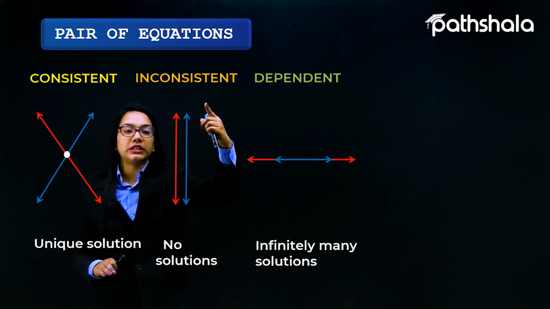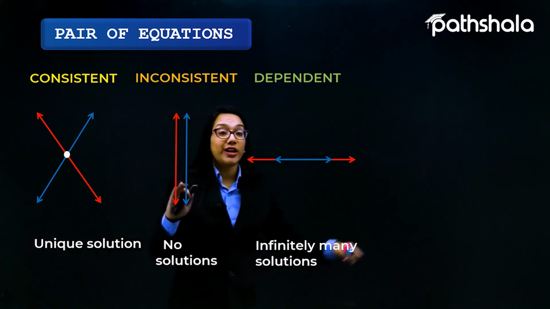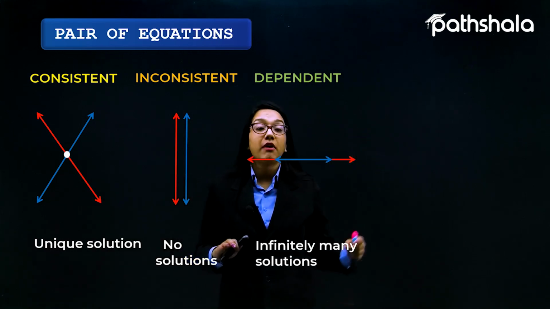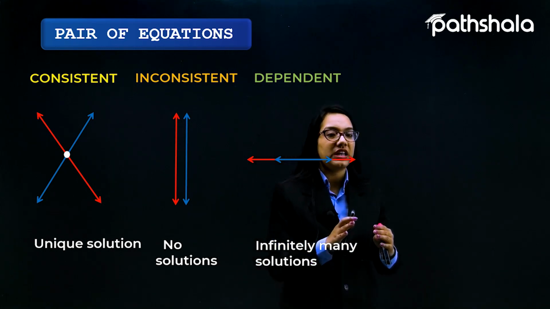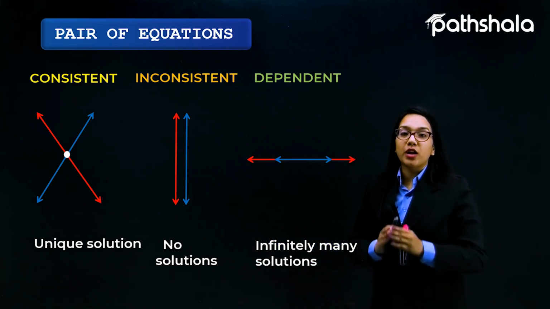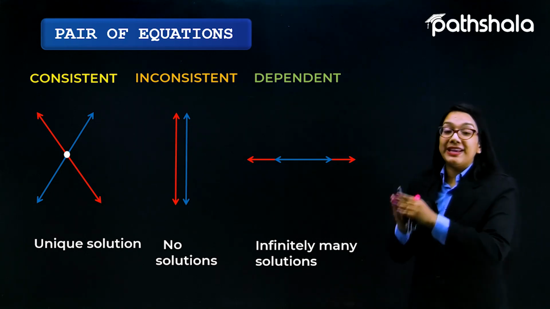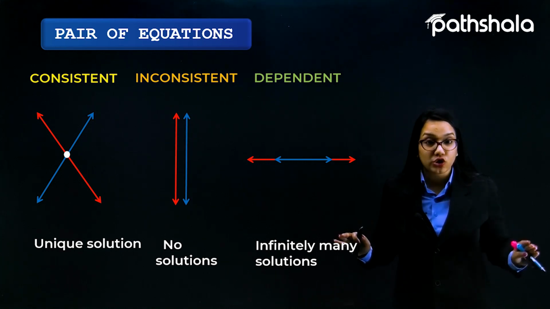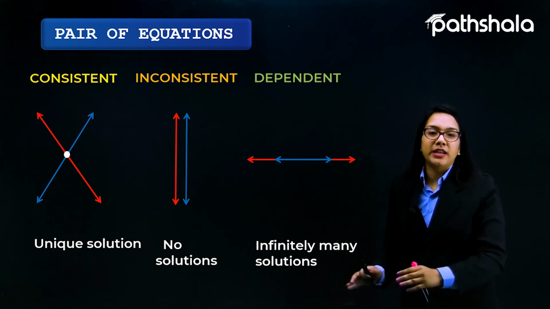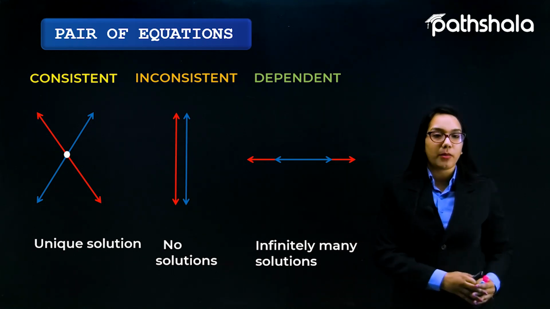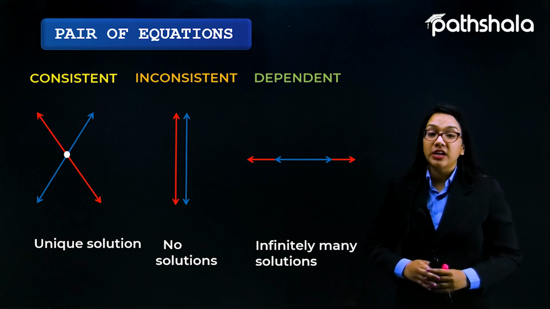For the inconsistent pair of equations, we have no solutions at all. For a dependent pair of equations, we have infinitely many solutions. So always remember these three cases: for any pair of equations, being consistent, they have a unique solution; being inconsistent, they have no solution; and being dependent, they have infinitely many solutions. So this is all about these three important concepts regarding the pair of linear equations.